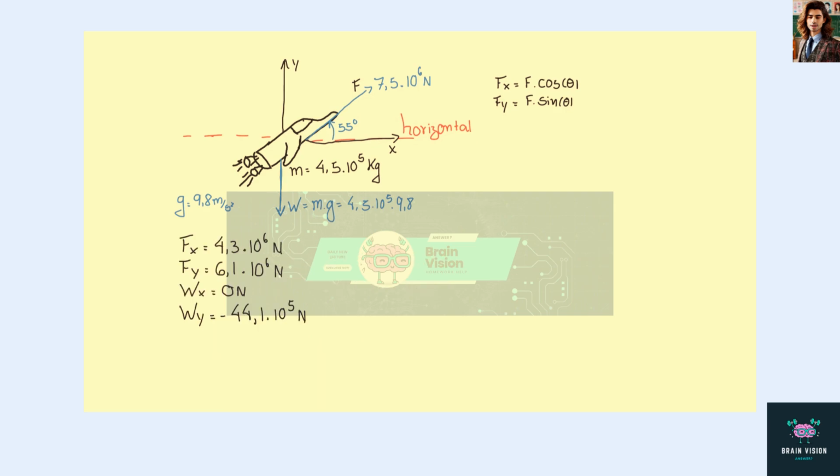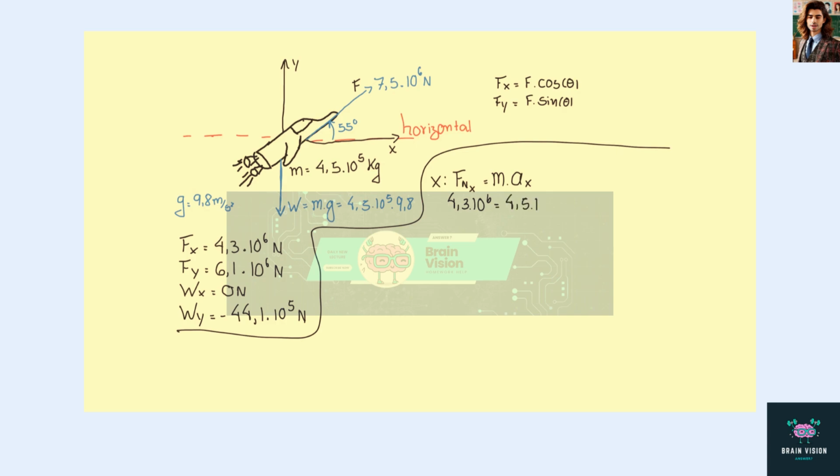Now we can use Newton's second law to calculate what are the x and y components of the acceleration. For the x component, we have the following. The net force on the x direction is equal to the mass times the acceleration on the x direction. Then, the net force on the x direction is equal to the x component of the force F. So 4.3 times 10 to the sixth is equal to 4.5 times 10 to the fifth times the acceleration over the x-axis.